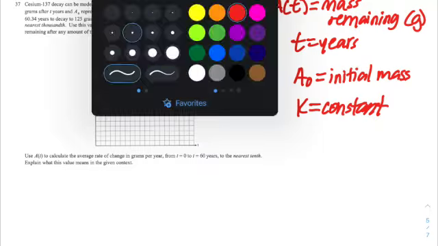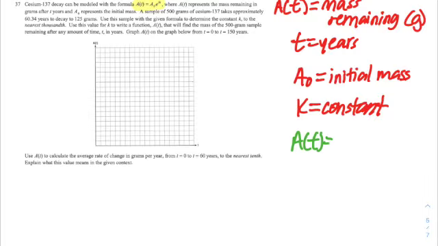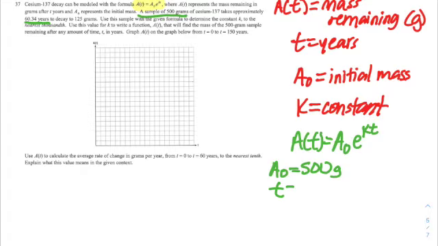A of t equals A0 e to the kt. Okay, and now let's plug in what we know. So first, it says here that A of 0 represents the initial mass. And then after that, it says that there's a sample of 500 grams. Okay, we know that that is the initial mass. So let's plug in A of 0 equals 500 grams. Okay, we also know that it takes approximately 60.34 years to decay. So that can be written as t. T is 60.34 years. Lastly, we know that it takes that many years to decay to 125 grams.